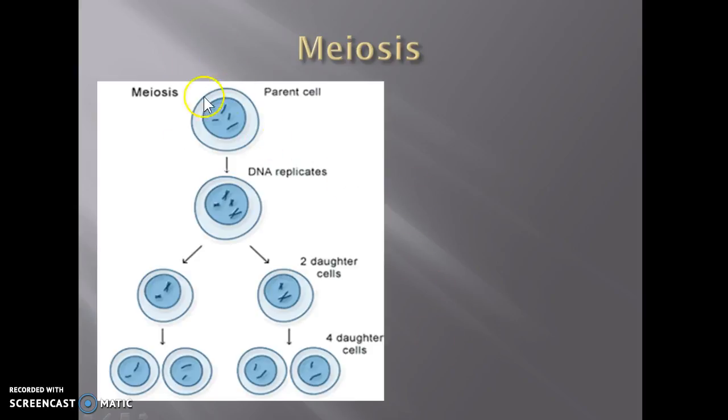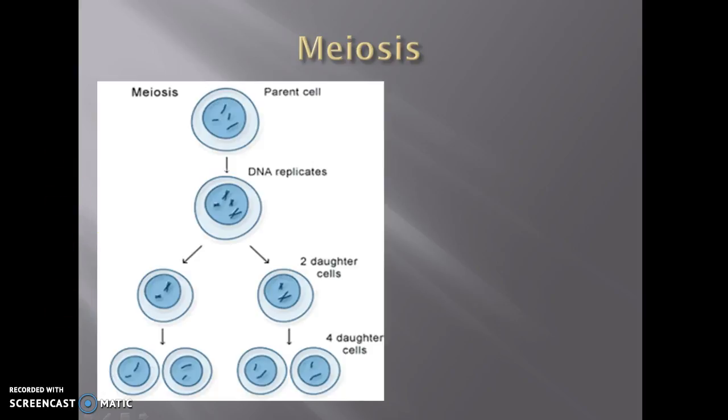So the parent cell replicates its DNA and it divides into 2 daughter cells. And these 2 daughter cells are going to be haploid. And then each of these 2 haploid cells are going to divide into 2 more haploid cells, which in the end results in 4 daughter cells that are haploid and have non-identical genetic material due to crossing over. Now this is how sperm is created through spermatogenesis.